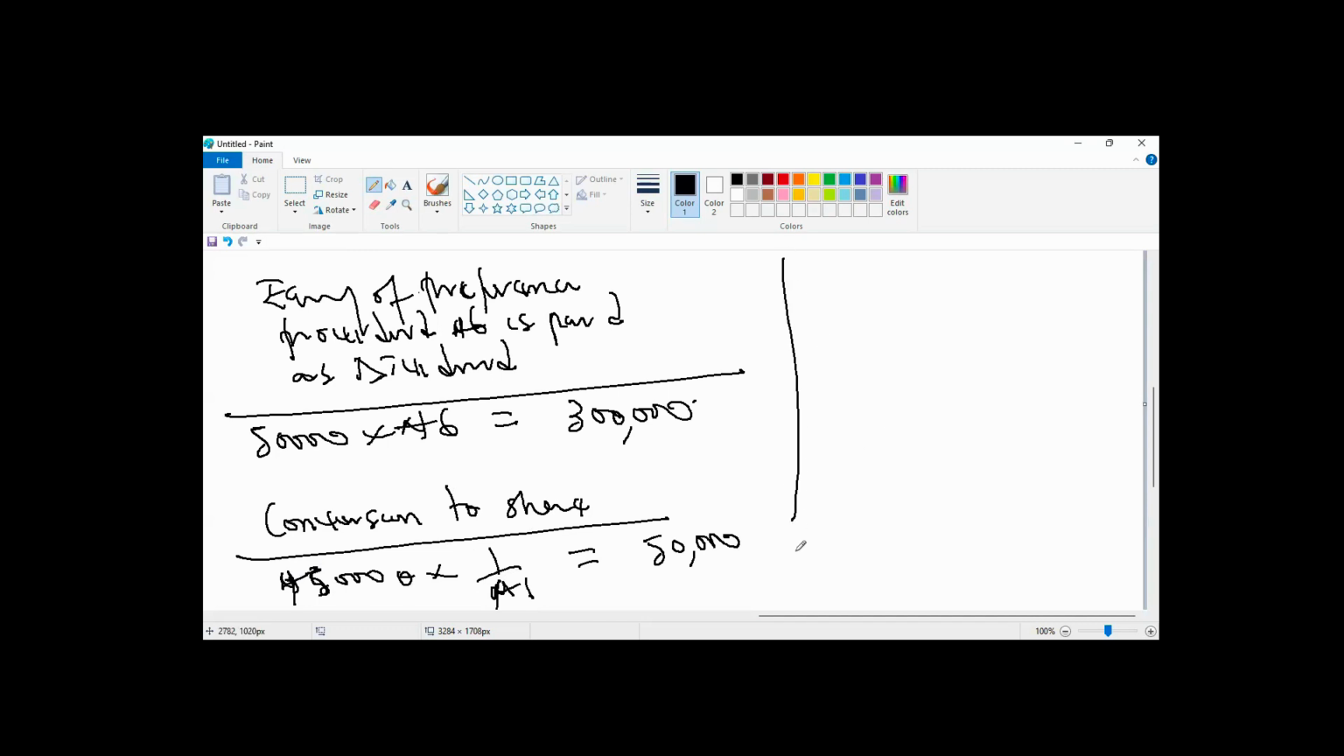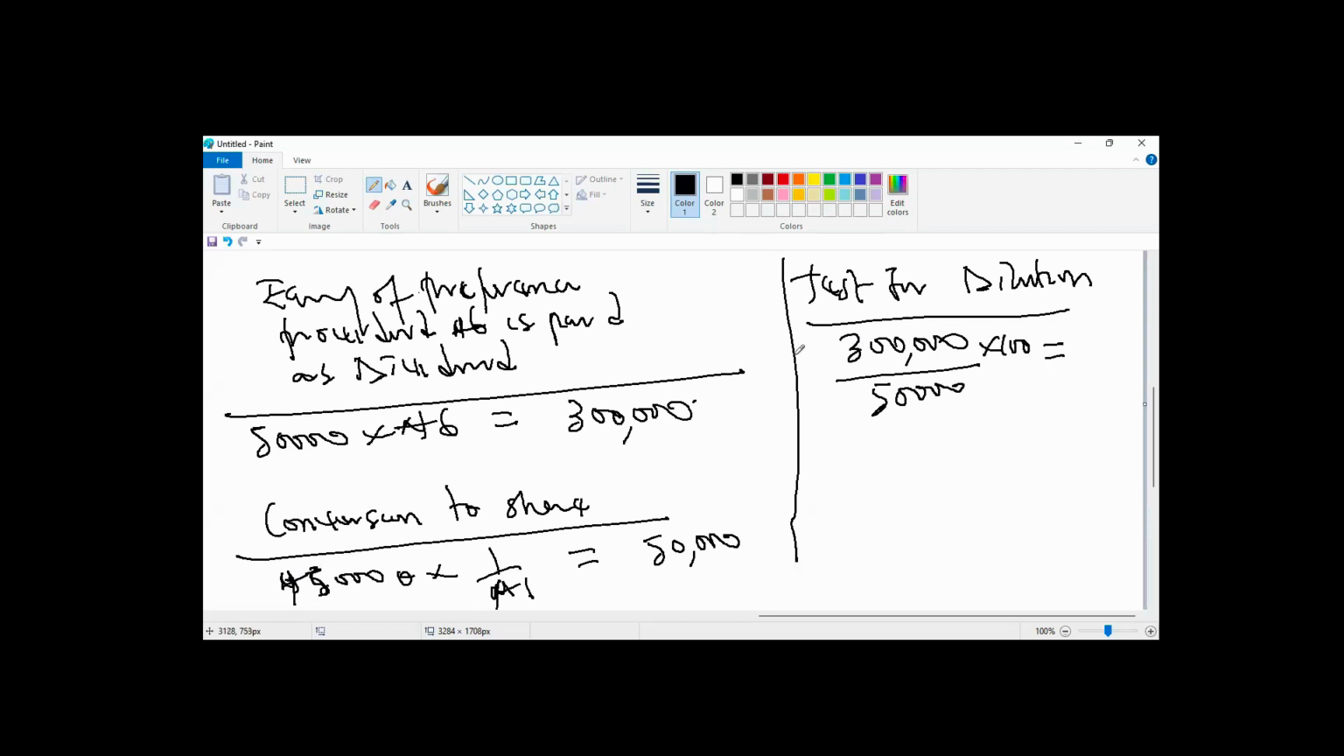So I will now test for dividend, test for dilution. That is going to be 300,000 divided by the 50,000 shares. That is 100. This will give me 600 kobo. Therefore, it is anti-dilutive. It cannot be included. It is anti-dilutive. It can never be included.